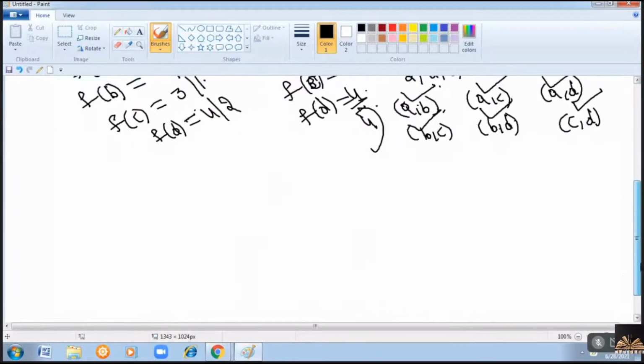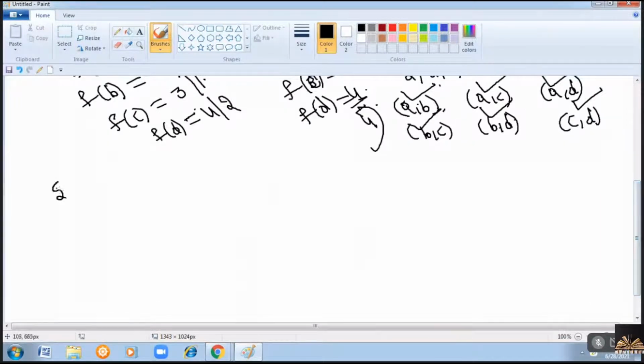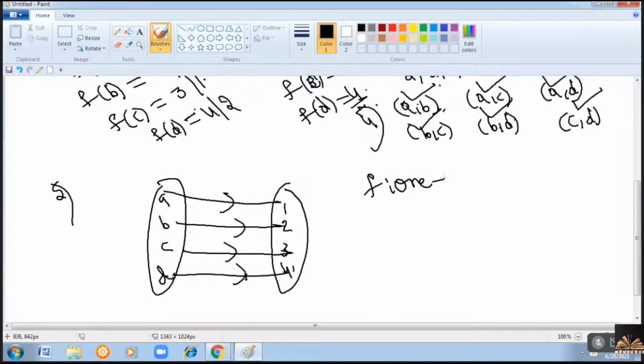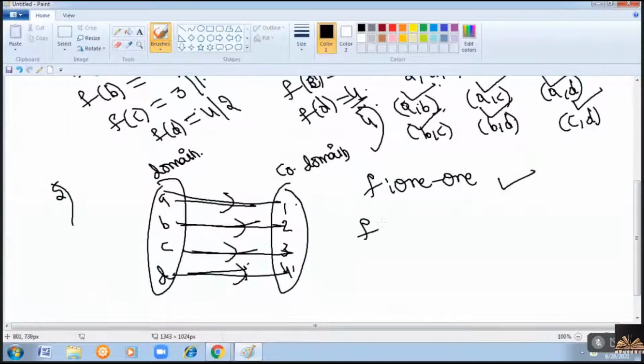Now what is the last condition? Check whether the function is one-one and onto. So it is A, B, C, D in V1. In V2 we have 1, 2, 3, 4, and you have defined the function as f of A is equal to 1, B is equal to 2, C is equal to 3, D is equal to 4. Right? Check whether this is one-one or not. Here every element in the domain is mapped having a one-to-one relationship with the elements in the codomain. So one-to-one relation is there. So it is a one-one function.